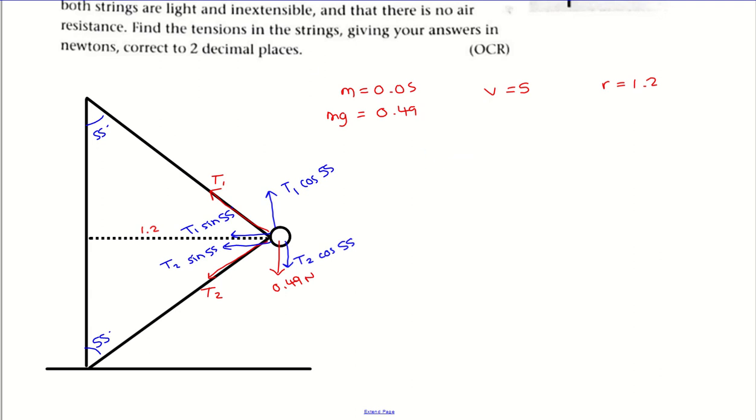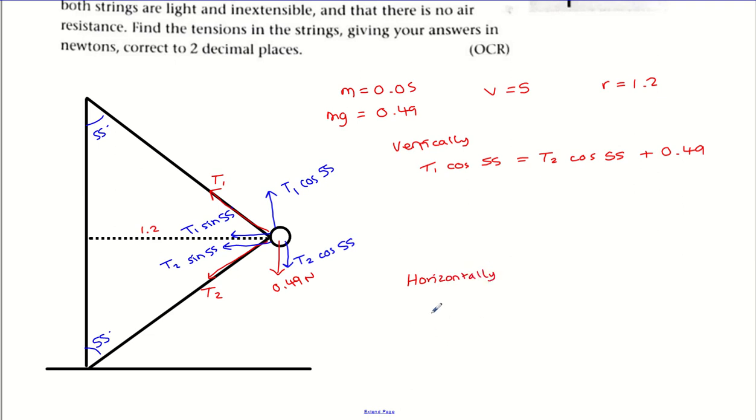And you're going to need simultaneous equations. So we're going to have to work vertically and horizontally and then try and equate them or put one into the other. So working vertically, T1 cos 55 is on its own acting upwards, and that must be equal to T2 cos 55 plus the 0.49.